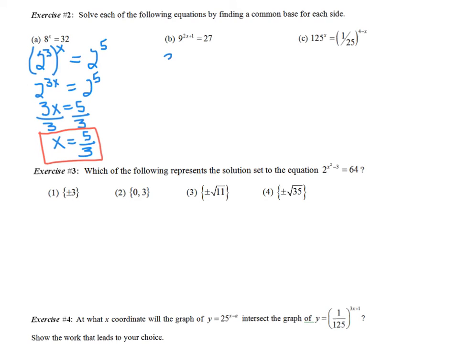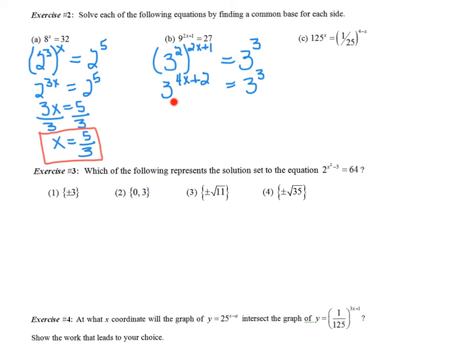So 9 is 3 to the second power, and I'm going to raise that to the 2x plus 1. 27 is 3 to the third power. So on the left side, when I'm raising the power of 2 to the 2x plus 1, let's distribute that 2, so it becomes 3 to the 4x plus 2 equals 3 to the third.